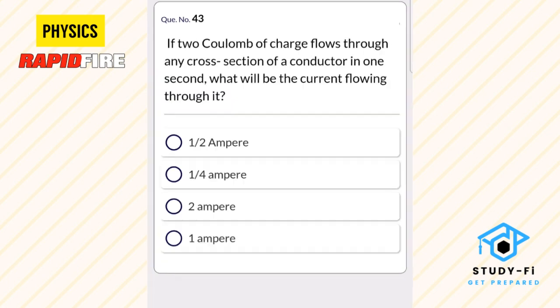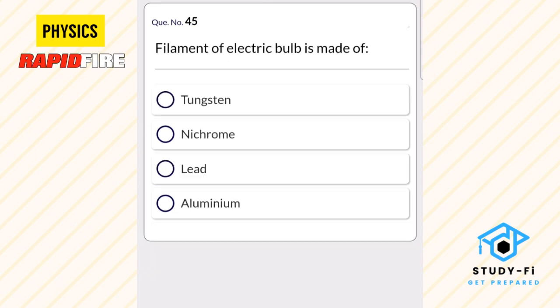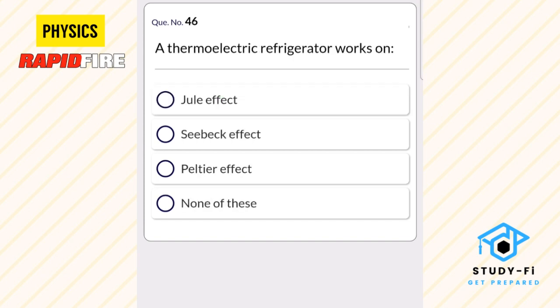The dash is connected in parallel in an electric circuit. Voltmeter. If 2 coulomb of charge flows through any cross section of a conductor in 1 second, what will be the current flowing through it? 2 ampere. Keeping the voltage constant, if more lamps are put into a series circuit, the overall current in the circuit decreases. Filament of electric bulb is made of tungsten. A thermoelectric refrigerator works on Peltier effect.